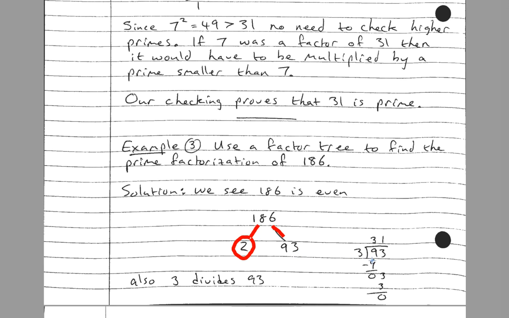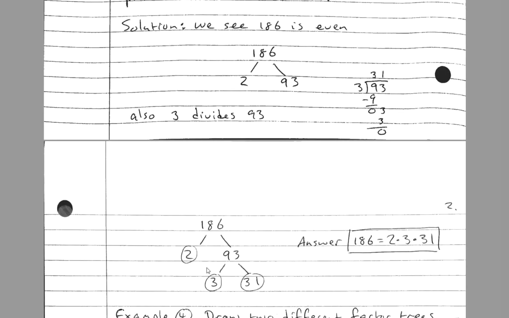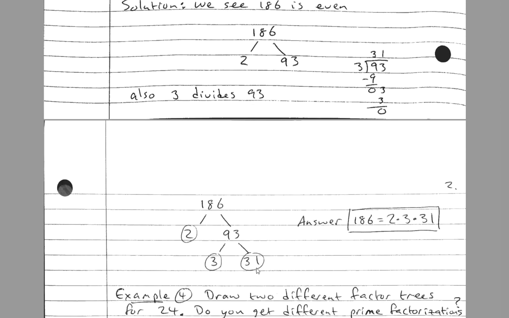2 is not a factor of 93, but if you try 3, 3 is a factor. And so this is equal to 3 times 31. And that's the end of the tree. 3 is prime, and 31 is prime. So this is the best we can do. We can't get any smaller factors. So here's the prime factorization of 186: it's 2 times 3 times 31.